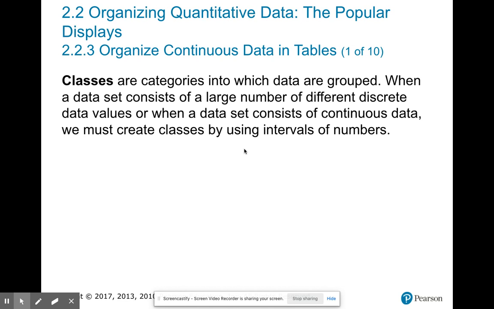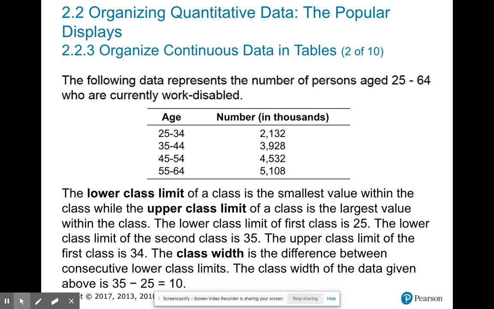Now, if we have continuous data, what we typically do is put them in categories. In this case, we've categorized them by age. Each age does not get its own line in our chart or own bar in our graph. Instead, we put them in categories. These lower values in each of the categories or classes are called a lower class limit. The upper values in the classes are called the upper class limit. And then the number of values that each class takes into account is our width.